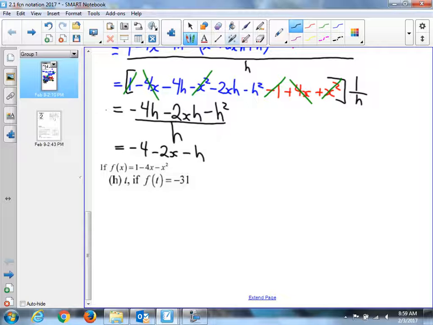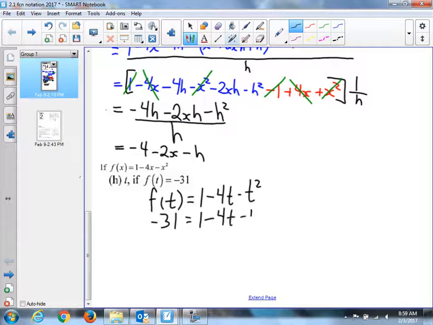Now, f of x, I'm going to just rewrite this. I'm used to using x's. f of t. Oh, that reversed on me. f of t equals 1 minus 4t minus t squared. That's what that means, right? And we're told specifically that f of t, the y value, is negative 31. If you did this problem and solved for x, you had 1 minus 4x minus x squared. I wouldn't change, like I'd give you full marks for this, don't worry.